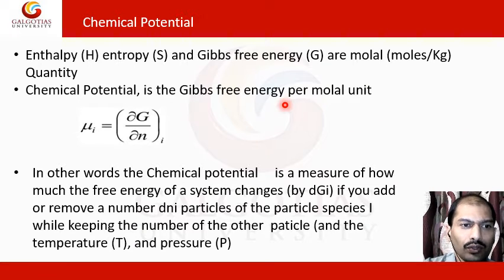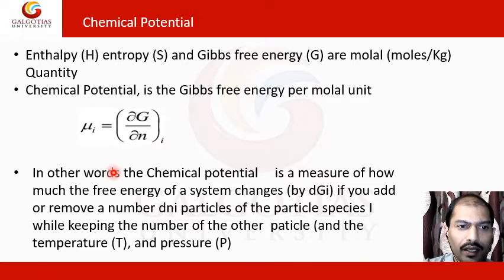Entropy, and you also know what the chemical potential is, because that is one of the very important quantities. Here enthalpy, entropy and Gibbs energy are molar quantities, that is, per mole. So it is represented by Gibbs free energy per mole. Chemical potential is represented by mu i equal to del G upon del n i.